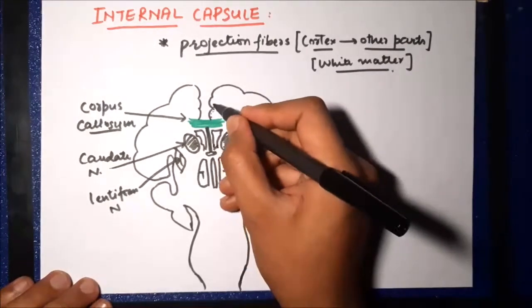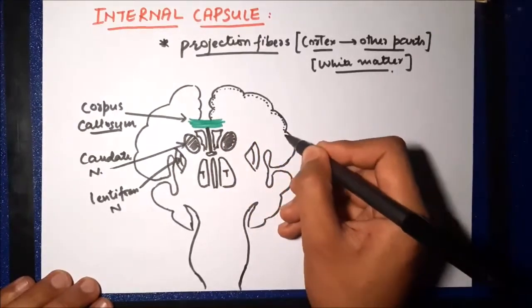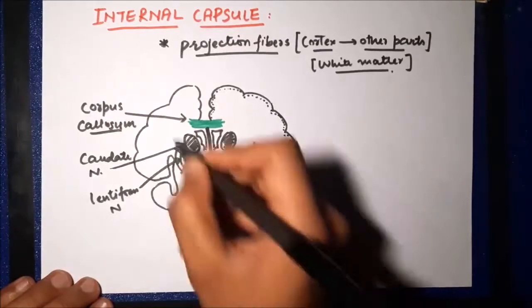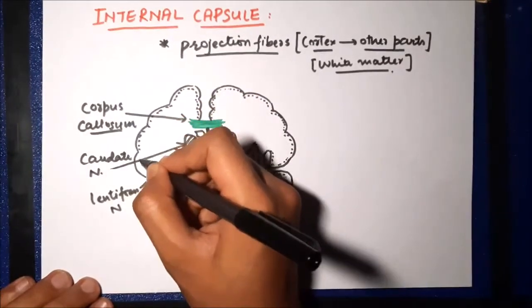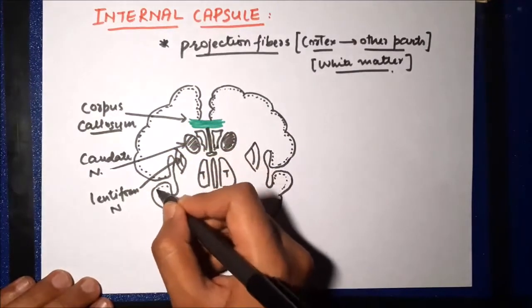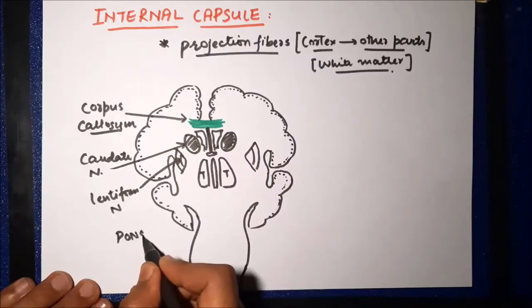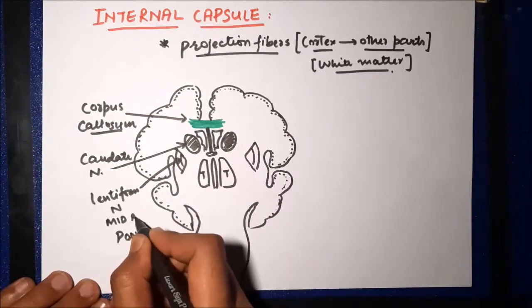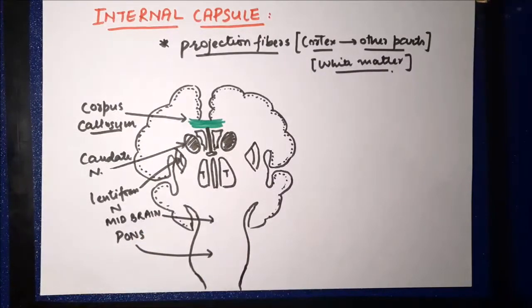Now let me show the gray matter of the cerebral cortex. So this is gray matter of the cerebral cortex, and again on the other side. This part is the pons, this lower bulged part, and the part above pons is the midbrain. So this is the midbrain.